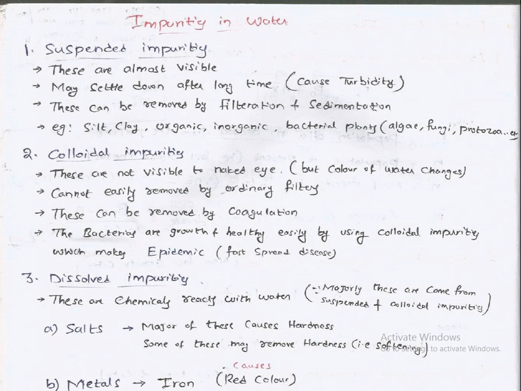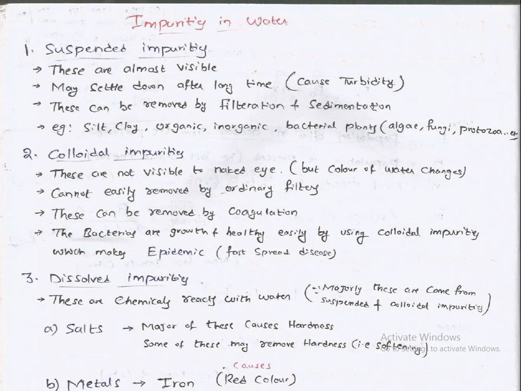The bacteria grow and thrive easily with colloidal impurities, which makes epidemic diseases spread fast. Dissolved impurities: these chemically react with water, such as salts. Most of these cause hardness. Some of these may remove hardness, that is softness. Since the majority of these come from suspended and colloidal impurities, dissolved impurities.